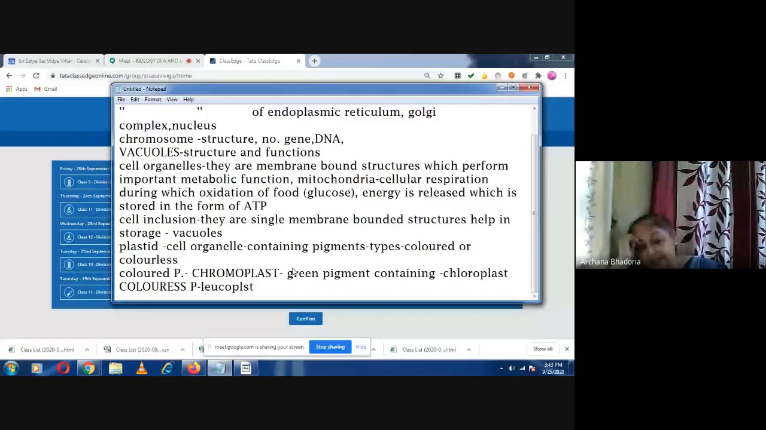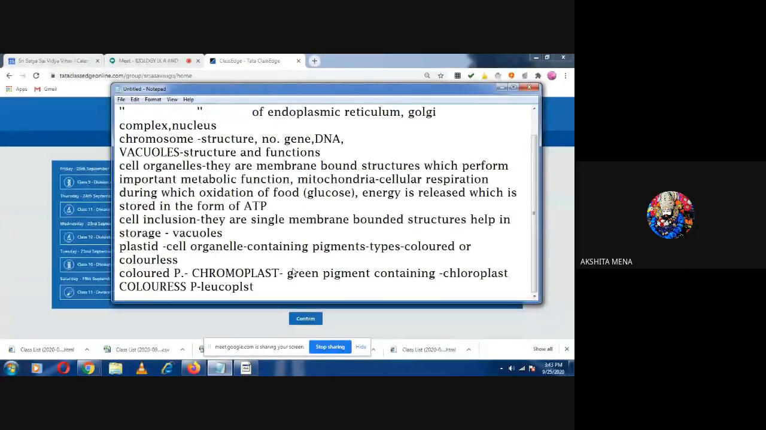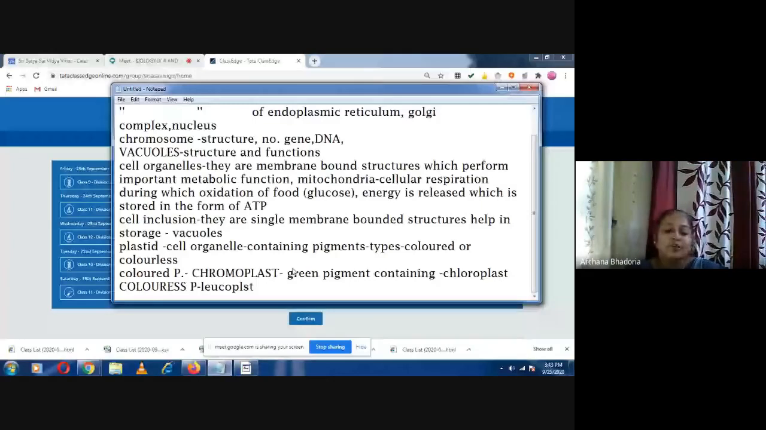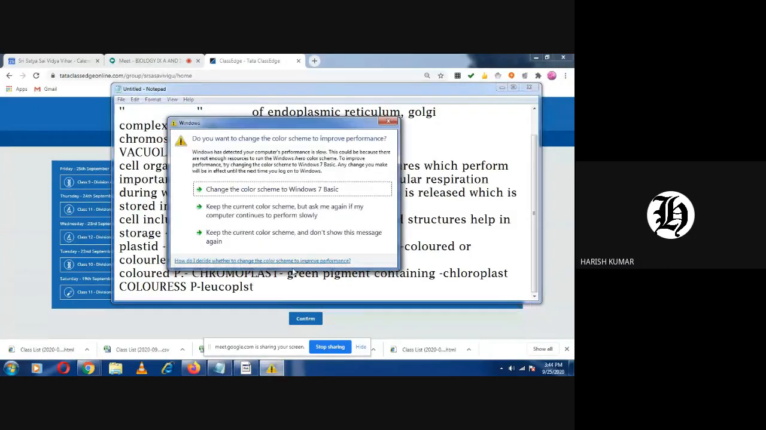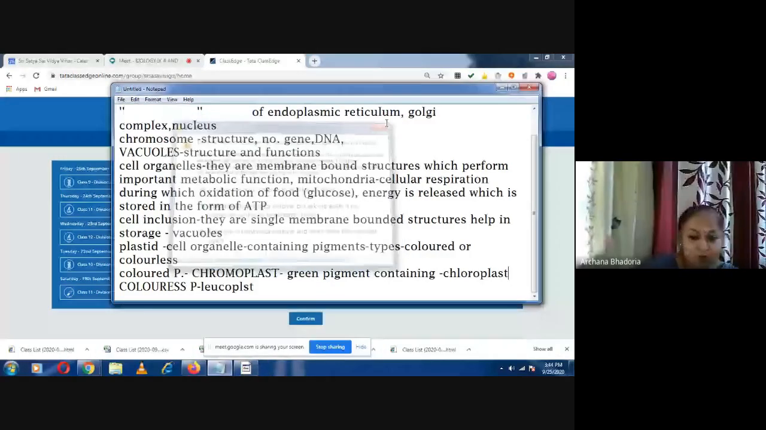Children, did you get it? Yes, ma'am. Okay, now someone give me the answer: what is the difference between plastid and chloroplast? I want someone to say. Chloroplast is a type of plastid. Absolutely correct, chloroplast is a type of plastid. Okay, further, what can you say?